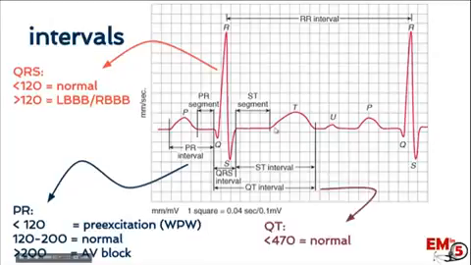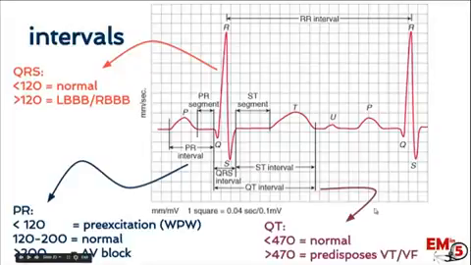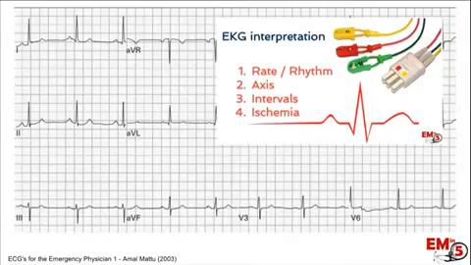Lastly, we have the QT interval. Normal would be less than 470. Greater means that it basically predisposes that person to a VTAC or VFib. All these should be printed out on your standard EKG, so just make sure and look at the numbers to see if these are normal or abnormal.